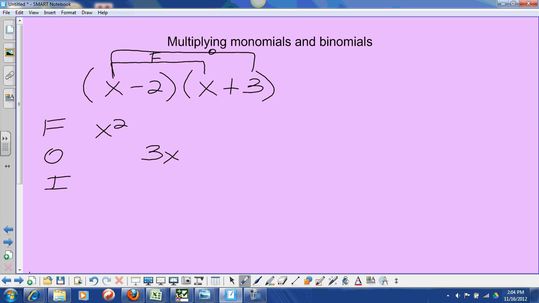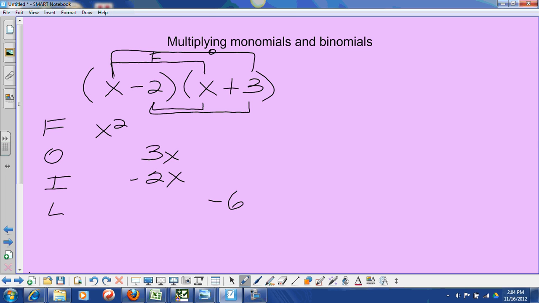Next letter of FOIL is I. These are, if you look at the parentheses, the two inside terms. So we have negative 2 times x, which is negative 2x, and then last, which is, I drew that one wrong, the last numbers of each of them. So that becomes negative 2 times 3, which is negative 6.